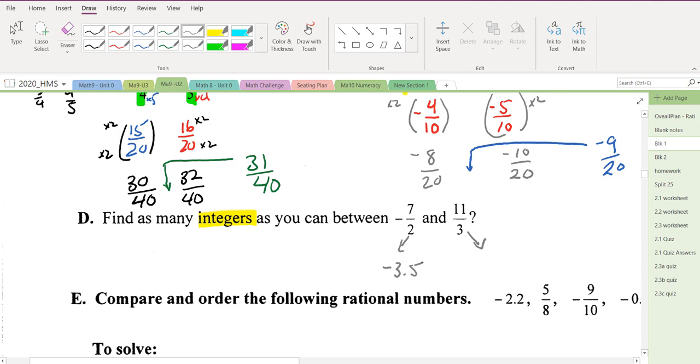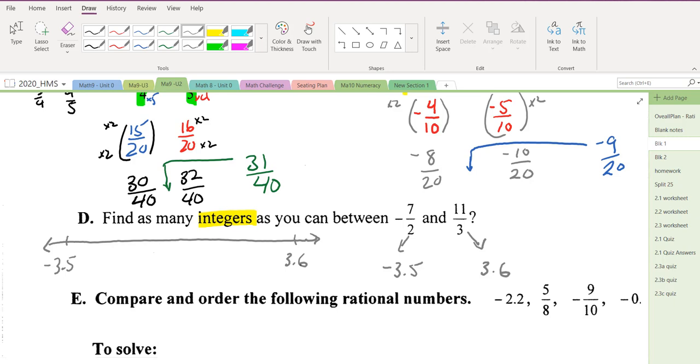And David? It is 11 over 3. Okay, I did 11 over 5 earlier. 11 over 3 is 3.6. Okay, so we have our number line. We have negative 3.5 somewhere over here. We have 3.6 somewhere over here. What are all the integers in between here?